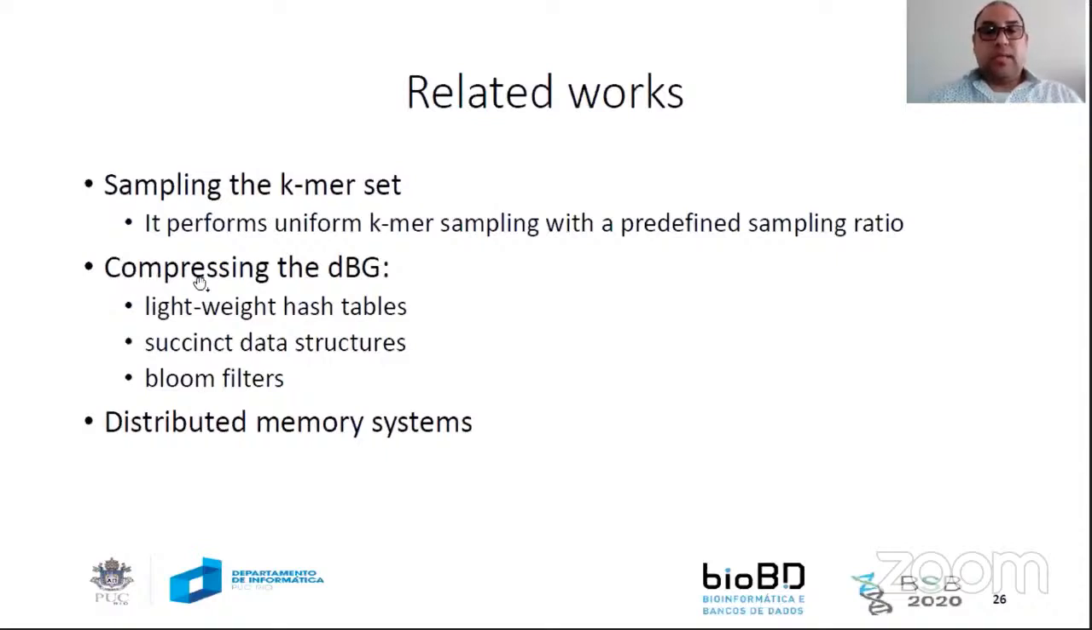Another approach is to create optimized data structures, like hash tables, succinct data structures, and Bloom filters. This approach is very effective over the graph. However, the same problems remain. If the graph size increases, of course, these data structures need to increase. In contrast, our approach has a graph size that is independent of the RAM.